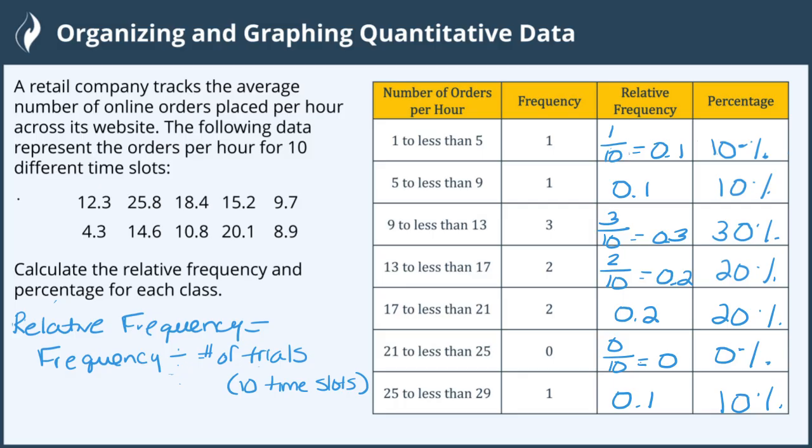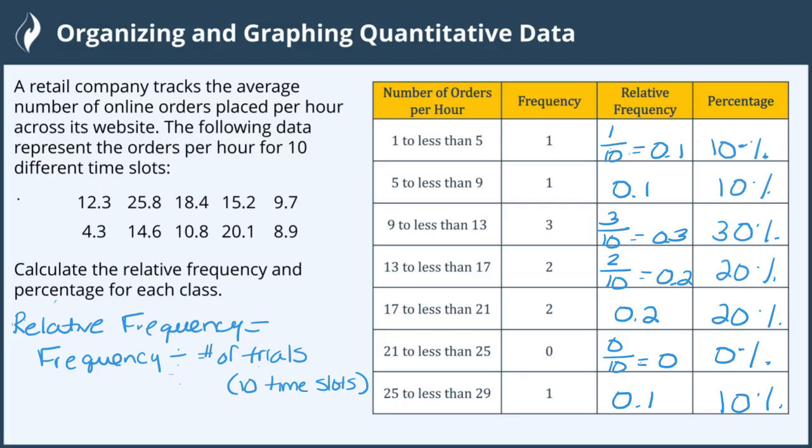When we're finished filling out the relative frequency column and the percentage column, it is always a great idea to add those 2 columns up. The relative frequency column should sum to 1 whole, which it does. The percentage column should sum to 100%, which it also does.